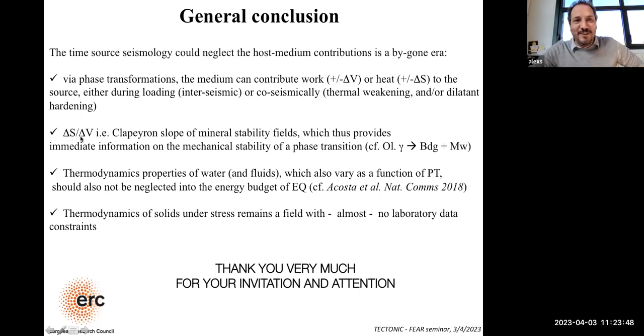The nice thing is that there is a concept in thermodynamics, the Clapeyron slope, which is delta S over delta V, which precisely measures the work contribution relative to the heat contribution of every phase transformation. And thus this Clapeyron slope provides immediate information on the mechanical stability of a phase transformation. For instance, the one transformation that has negative delta V and is also endothermic is olivine gamma giving bridgmanite plus magnesiowüstite, which is the lower limit of seismicity ever observed on Earth.